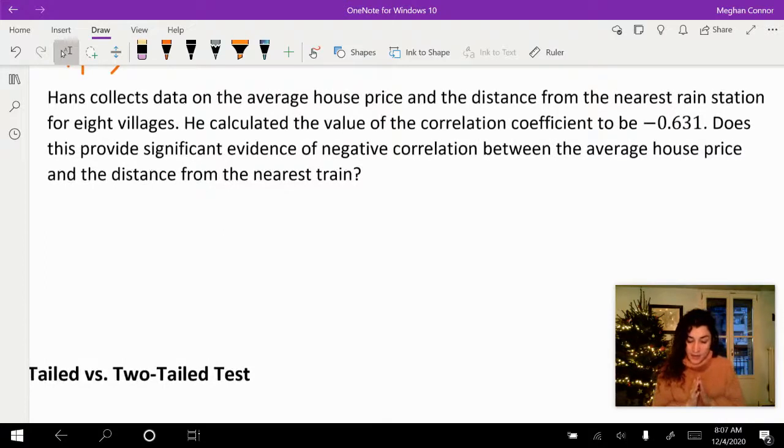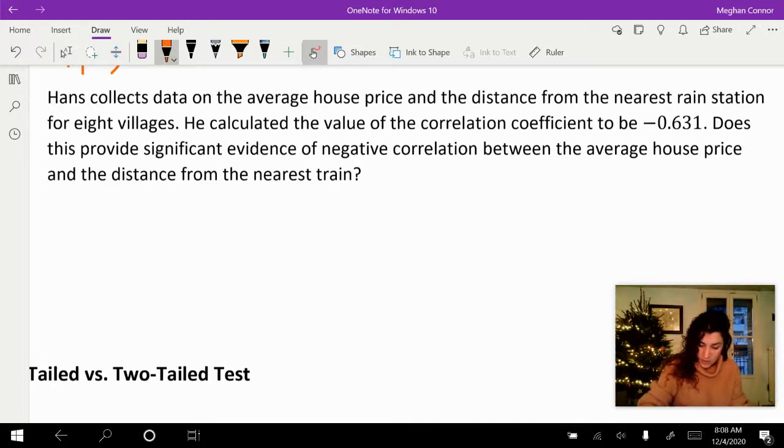Hans collects data on the average house price and the distance from the nearest train station for 8 villages. He calculated the value of the correlation coefficient to be negative 0.631. Does this provide enough significant evidence of negative correlation between the average house price and the distance from the nearest train station? So this one is a little bit harder to write mathematically, and we don't always have to write it mathematically. We could just write it as a sentence.